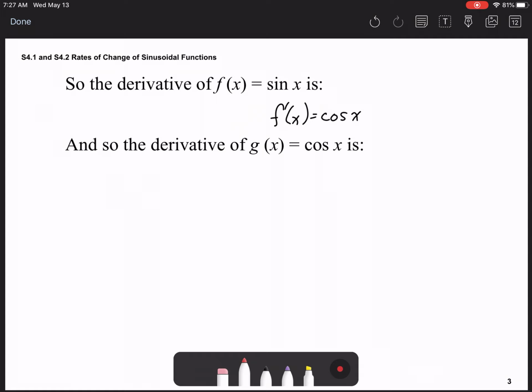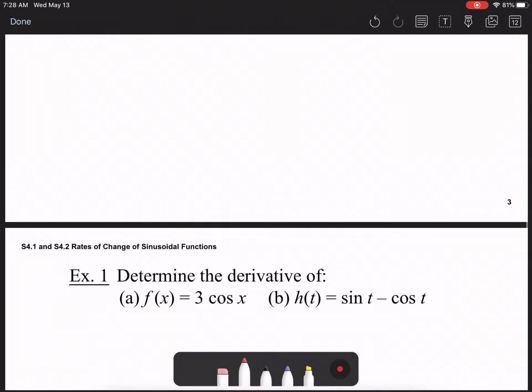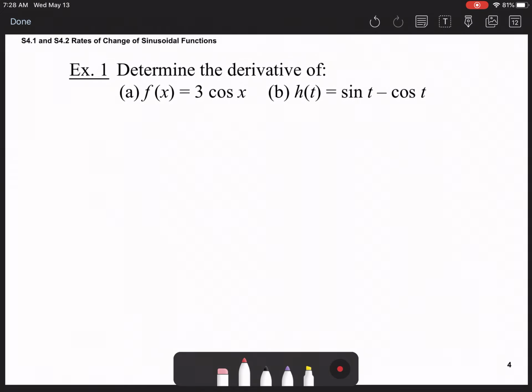By a similar process, you can also figure out the derivative of cosine x. The derivative of cosine x actually turns out to be negative sine x. These are just two trigonometric derivatives that you need to memorize. There's no other process about it other than going through what I just did. So we're going to use this to help us find the derivatives of these two functions.